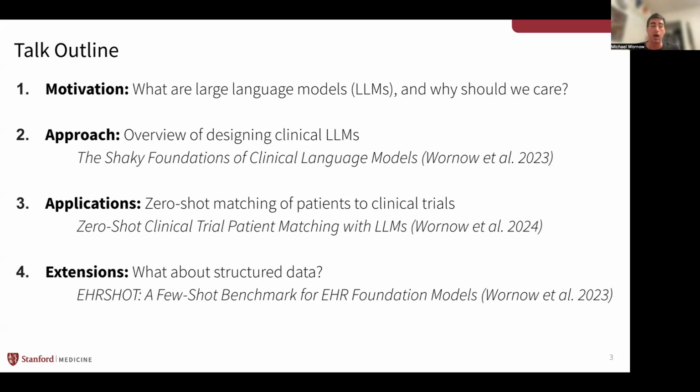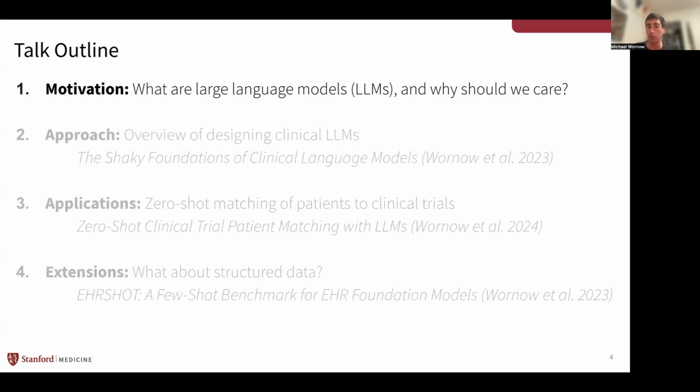And then finally, I'll talk about some extensions. Most of the talk will be about clinical language models, which obviously work on text as their modality. But there's also a lot of other data in the EHR, such as structured data. So I'll conclude the talk with a few remarks on how we might think about modeling that structured data. That's based on another paper that we put out last year called EHRSHOT, a few-shot benchmark for EHR foundation models.